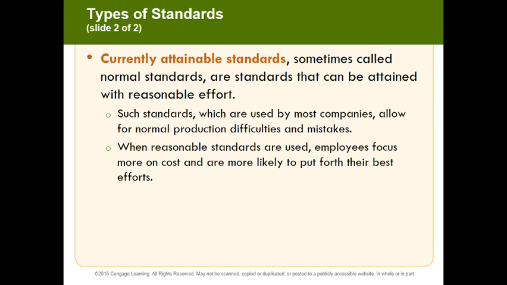The second type of standards is what we call the currently attainable standards or normal standards. With a reasonable amount of effort, these are absolutely attainable. They can be done. These are the types of standards which most companies use and allow for the normal things that are going to happen in production: difficulties, mistakes, waste, machine breakdowns, employees getting sick, all those things that happen in real life. These are more real life standards.